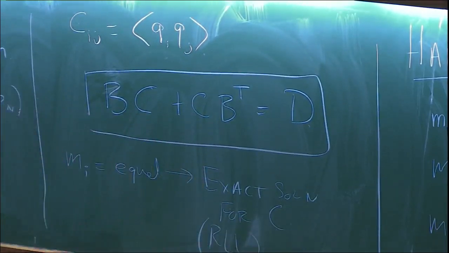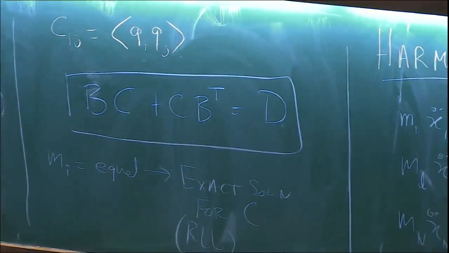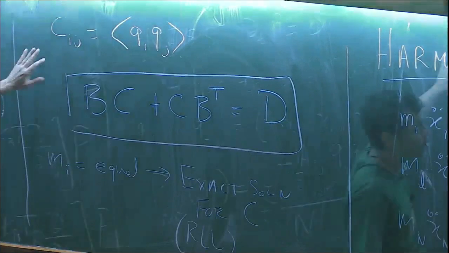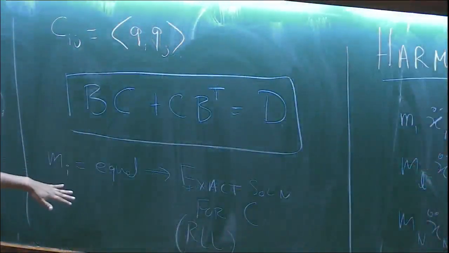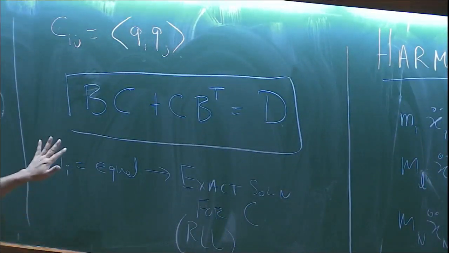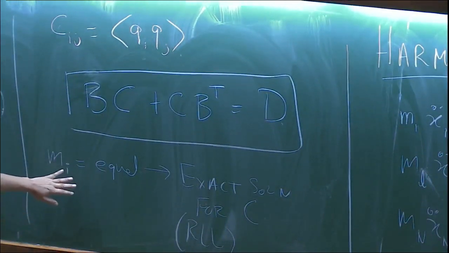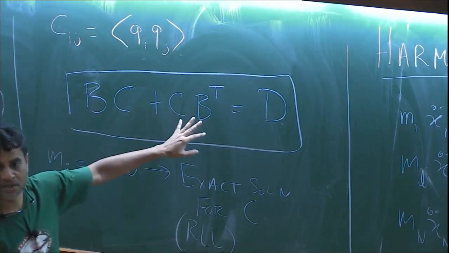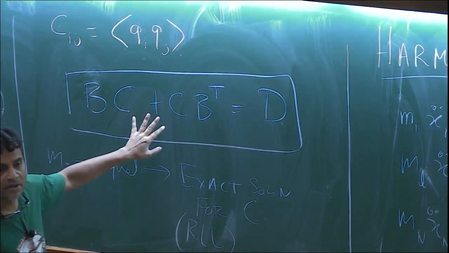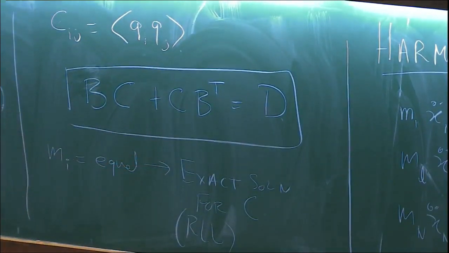Once you know this matrix, you know everything, because the current, temperature, everything depends on these correlations. So if you know this, you know everything exactly. This is the approach used in this paper. In the next class, I'll explain roughly how this comes about, because this is also important when we do the momentum exchange models. You'll get similar equations for the momentum exchange model. So this is one approach.